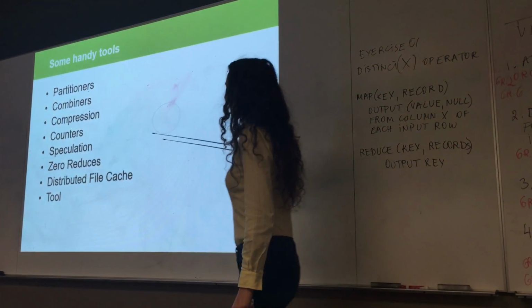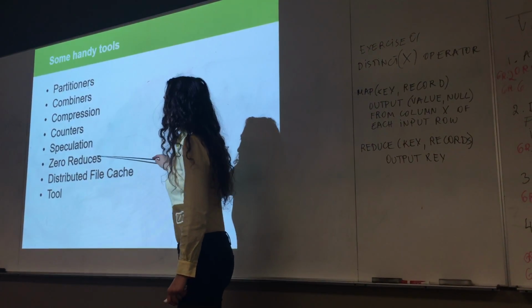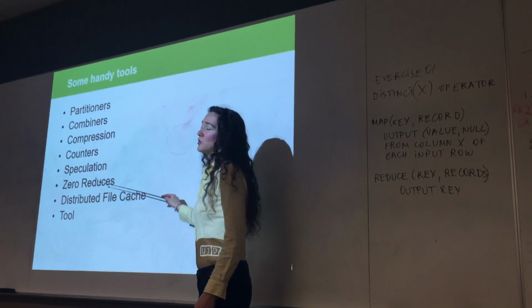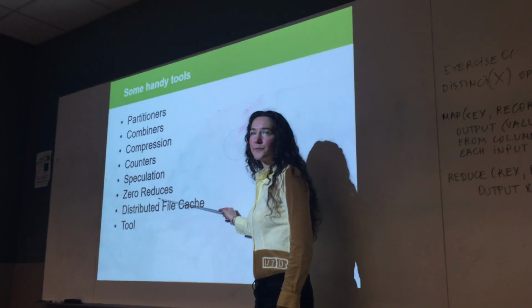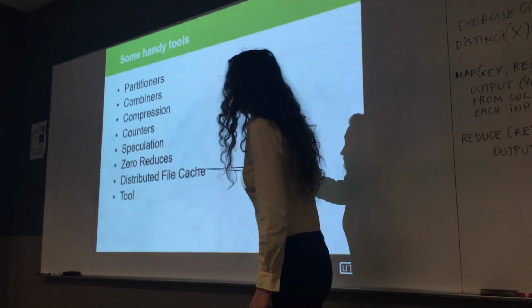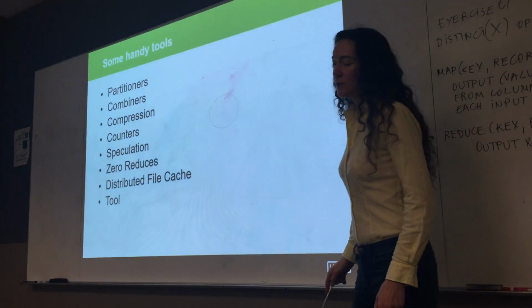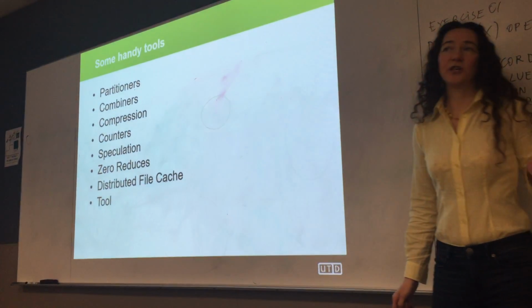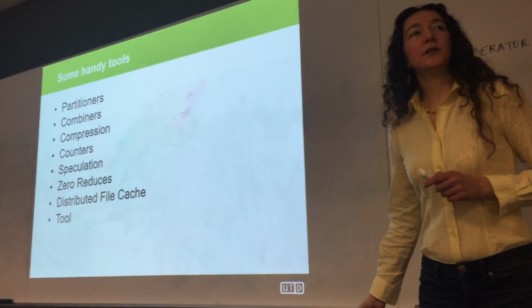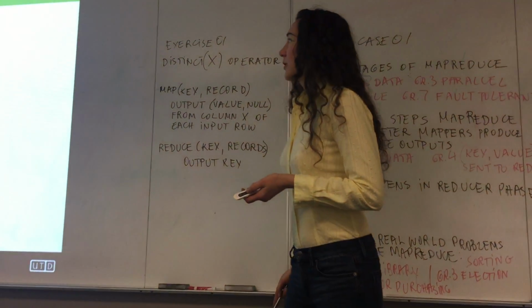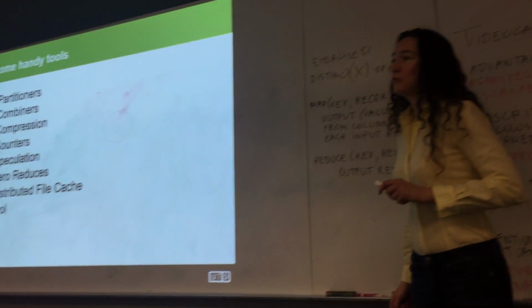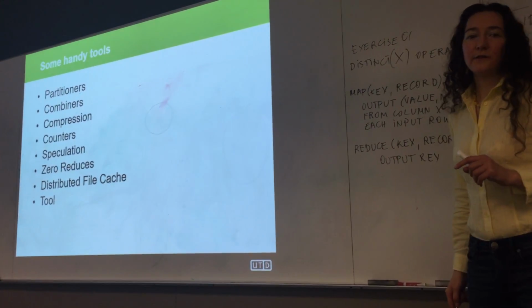There could also be 0 reducers. If we don't want reducers, we don't have to have them. We can just say we don't want that. Or we can try to cache some data which is being transferred many times. Instead of transferring it, we can cache this information on each node that will be doing the processing. So these are some handy tools that can speed up the computation.